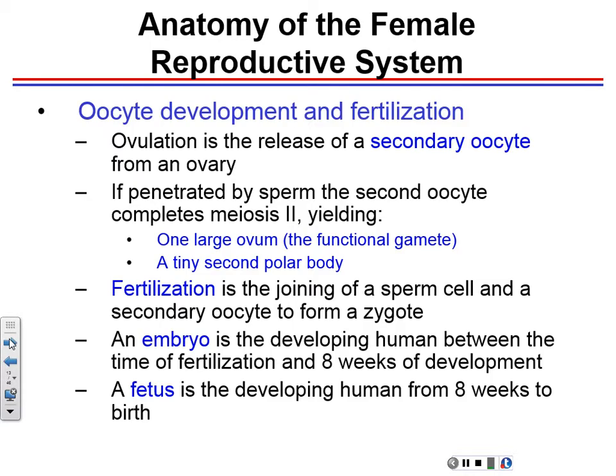So, oocyte development and fertilization. We said the secondary oocyte, when it's released at ovulation, is arrested in metaphase 2. That means it has started the second meiotic division, but it doesn't complete it. The only thing that will make it complete is if it's fertilized. If a sperm cell enters, then it will stimulate it to divide. Again, it will form a small polar body, and the egg cell has got all the nutrients and all the organelles.